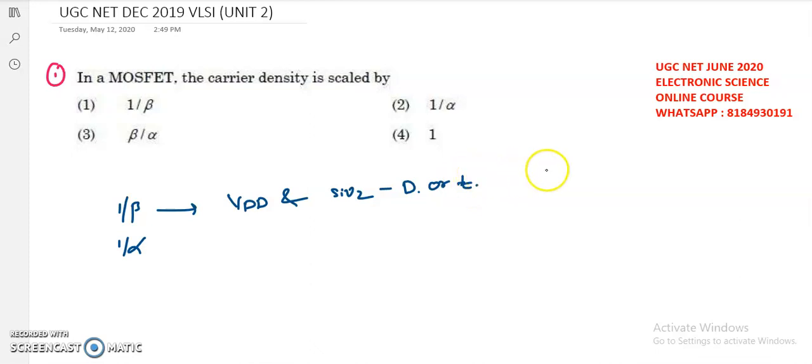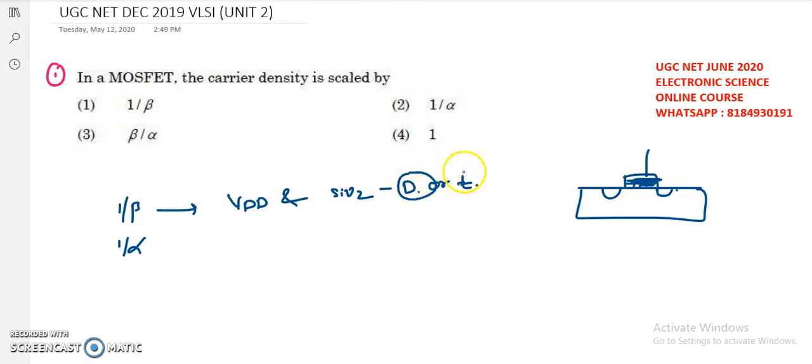If you consider the MOSFET, here we have the source and drain, and the gate, and this part is the silicon dioxide. Whatever the thickness of the silicon dioxide is, I am representing it with capital D, or sometimes small t. Anything is fine, but you have to remember the meaning: it is nothing but the thickness of the silicon dioxide, and VDD is the power supply. So 1 by beta is used as the scaling factor for the power supply and the gate oxide thickness.